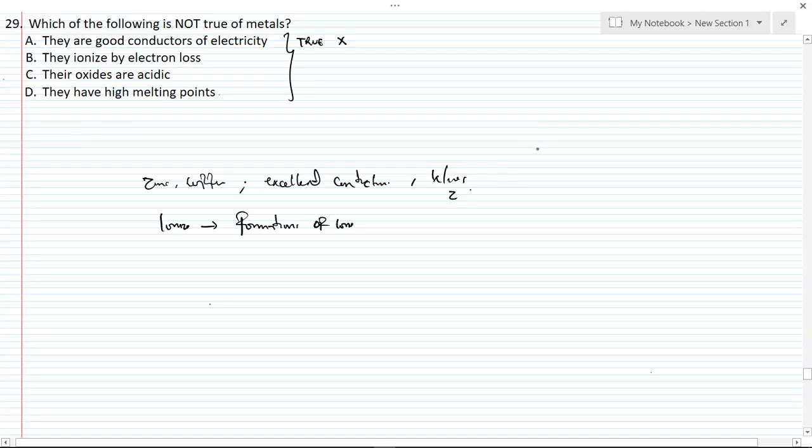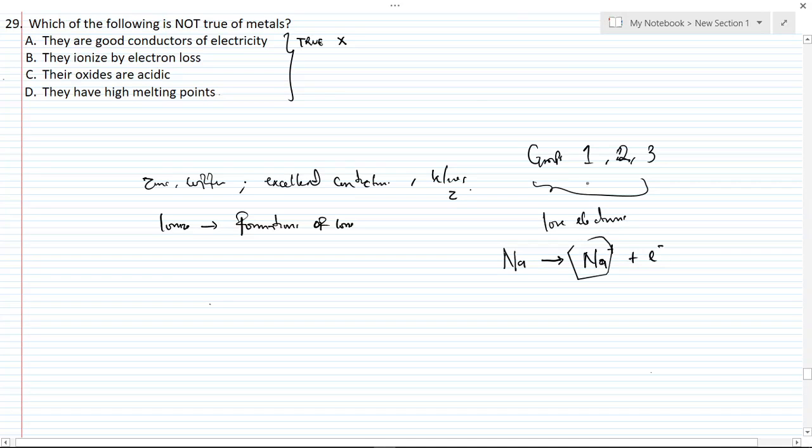Metals generally belong to groups 1, 2, and 3, and it's the property of these groups to lose electrons rather than gain electrons. So for example, we have sodium metal. It would lose an electron to form the sodium ion. So this is also true of metals, which means option B is not the correct option.